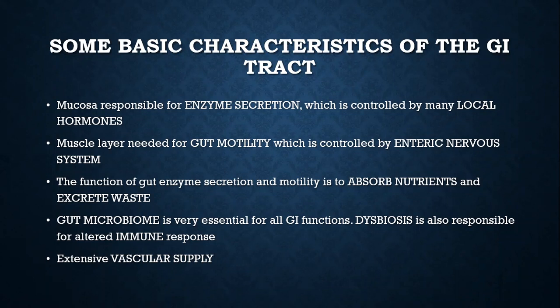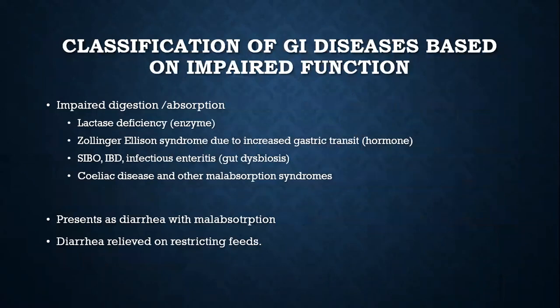So the things which I have highlighted in caps, the enzyme secretion, local hormones, gut motility, enteric nervous system, dysbiosis, immune response, vascular supply, these 7 things are needed for the normal functioning of the GIT. If this is abnormal, this will lead to some diseases. So the diseases which we are going to discuss further will have all these 7 terms in common.